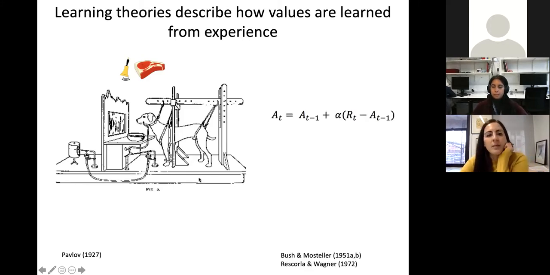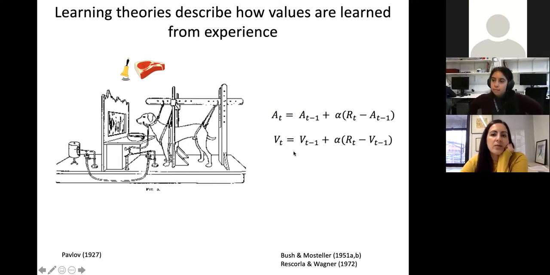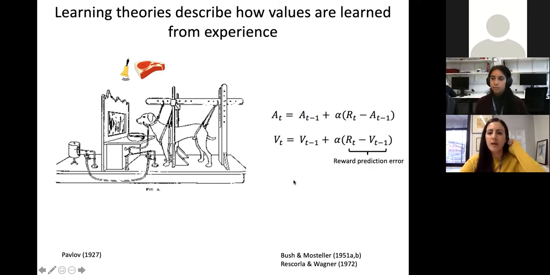Learning theory described initially how the animal might build stronger associations, or might refine its associations between the stimulus and the reward by updating the associative strength, here A. And those models were eventually extended to account for how animals might not just learn associations, but also learn values directly, where they're updating their previous value based on the reward outcome, where this value corresponds to a reward prediction error. And so there's one subtle issue here, which is that this equation and similar equations will learn the expected value of a reward.